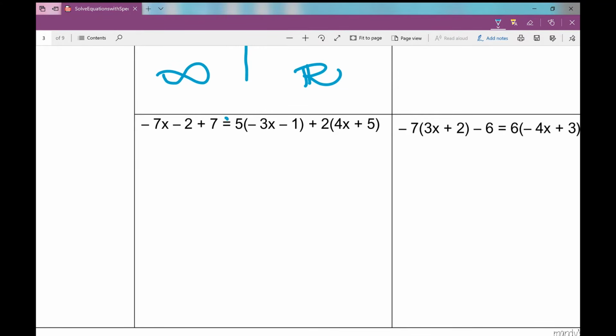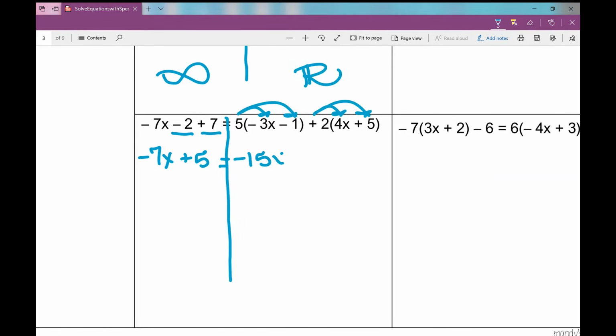So again, I'm going to draw a line down my equal sign. And I don't have any parentheses on the left side, so I'm just going to combine like terms. So I'm going to combine -2 and +7 to get +5. And then on the right side, I have to distribute this 5 into these terms and this 2 into these terms. So let's do all of that. -15x minus 5. Then when I distribute the 2, plus 8x plus 10. And then at this point, what do I need to do on the right side of my equation? I need to combine like terms. -15x and +8x is -7x. -5 and +10 is +5.